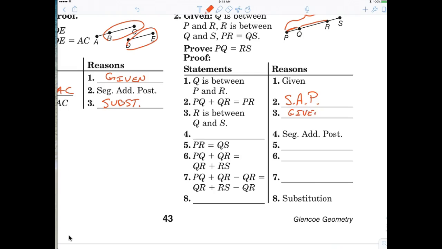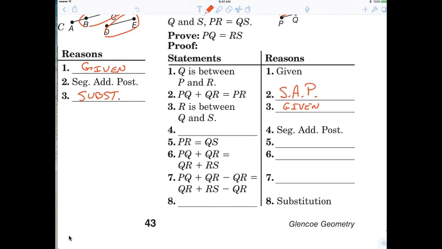Now, if I was writing the proof, some people ask, can I just put all the givens in the first step? That's perfectly fine with me. It doesn't have to be that way. Now, the next step is they want you to do the segment addition postulate again. So we're going to say QR plus RS equals QS. Now here's where you're not just filling in. You're not just writing it down. You're making sure you understand exactly how that is.